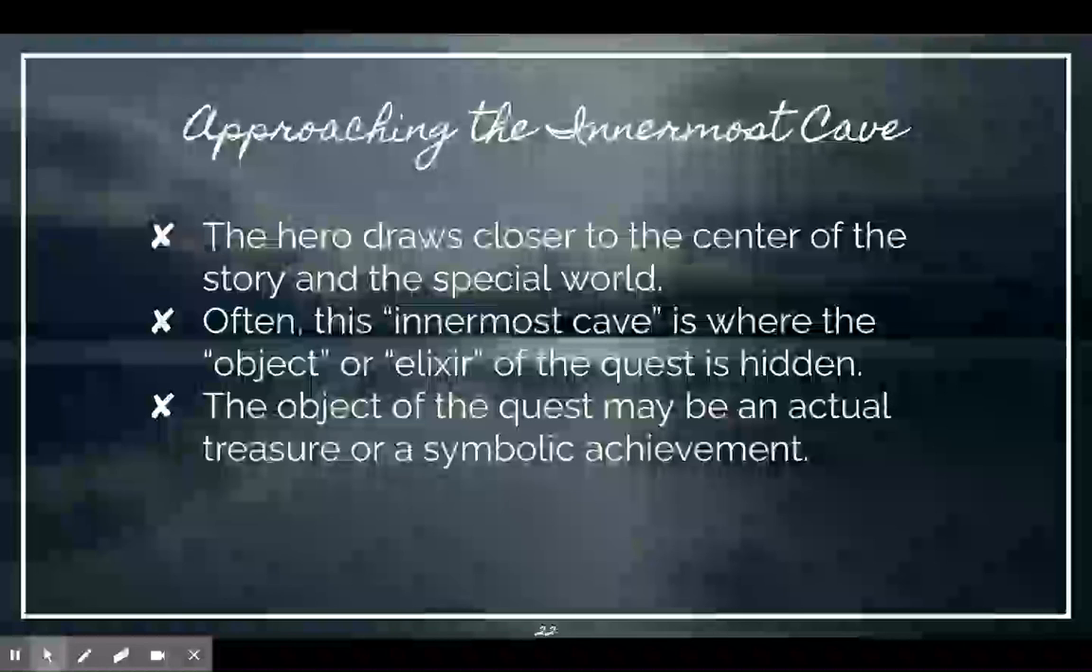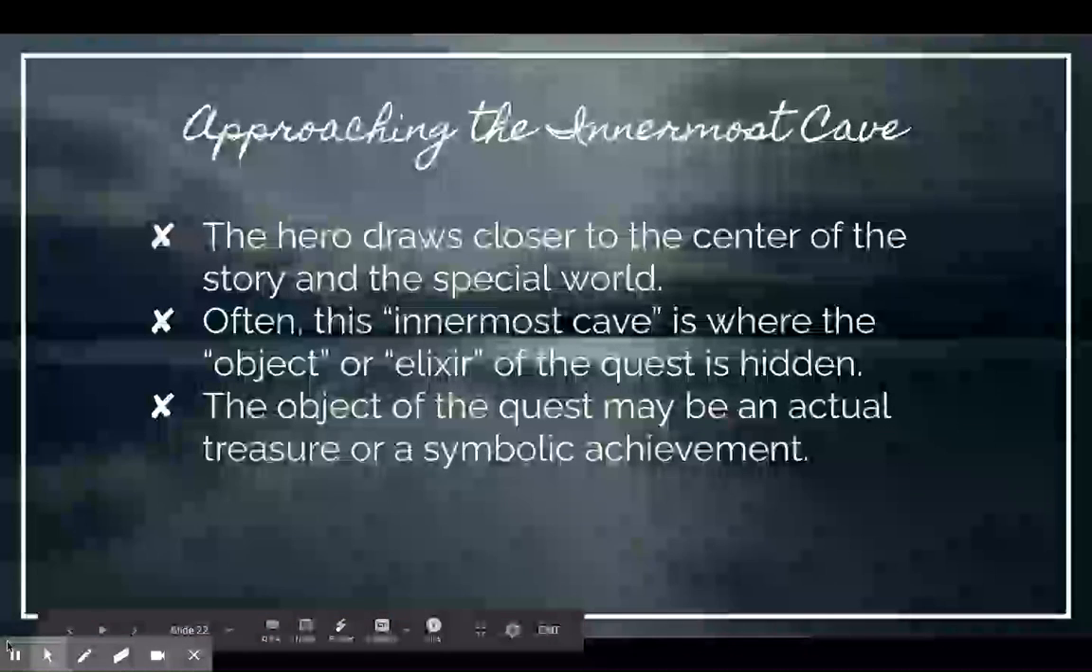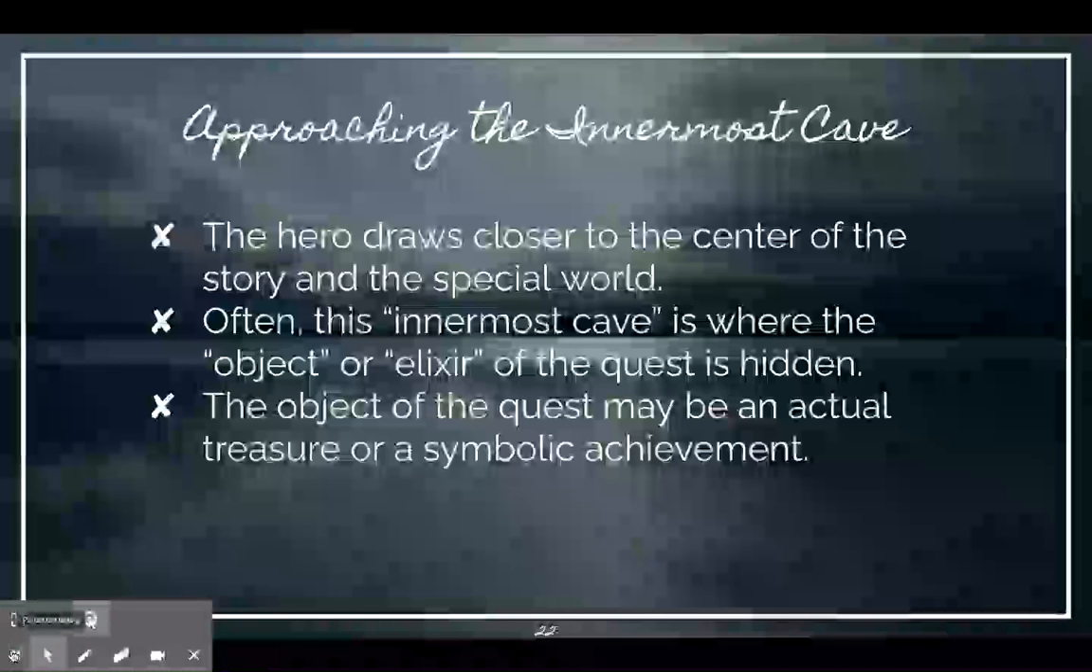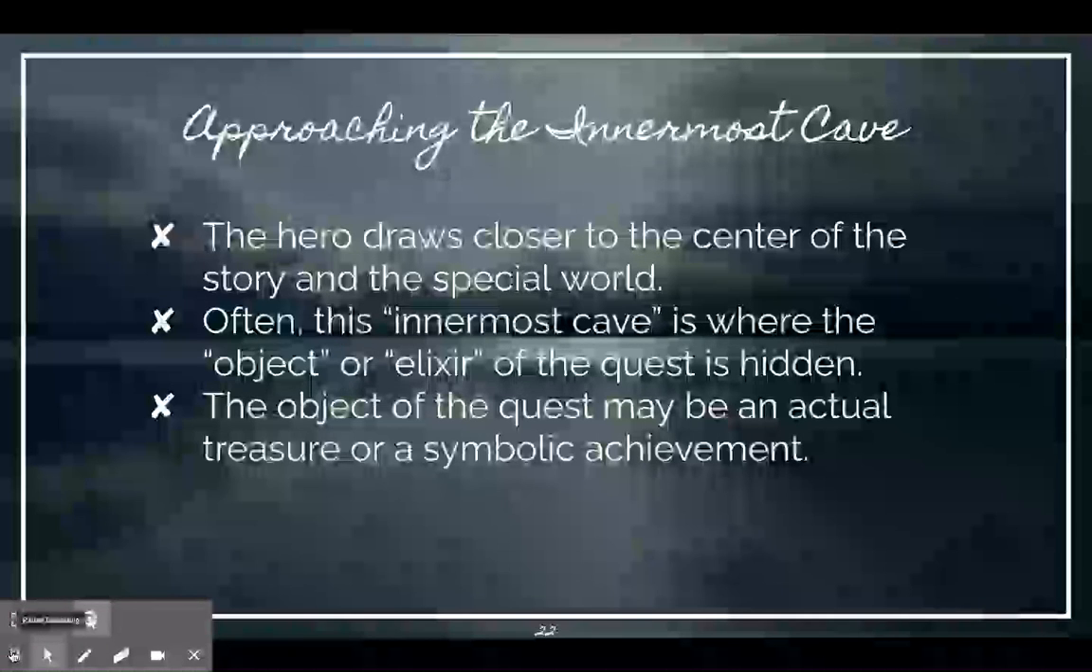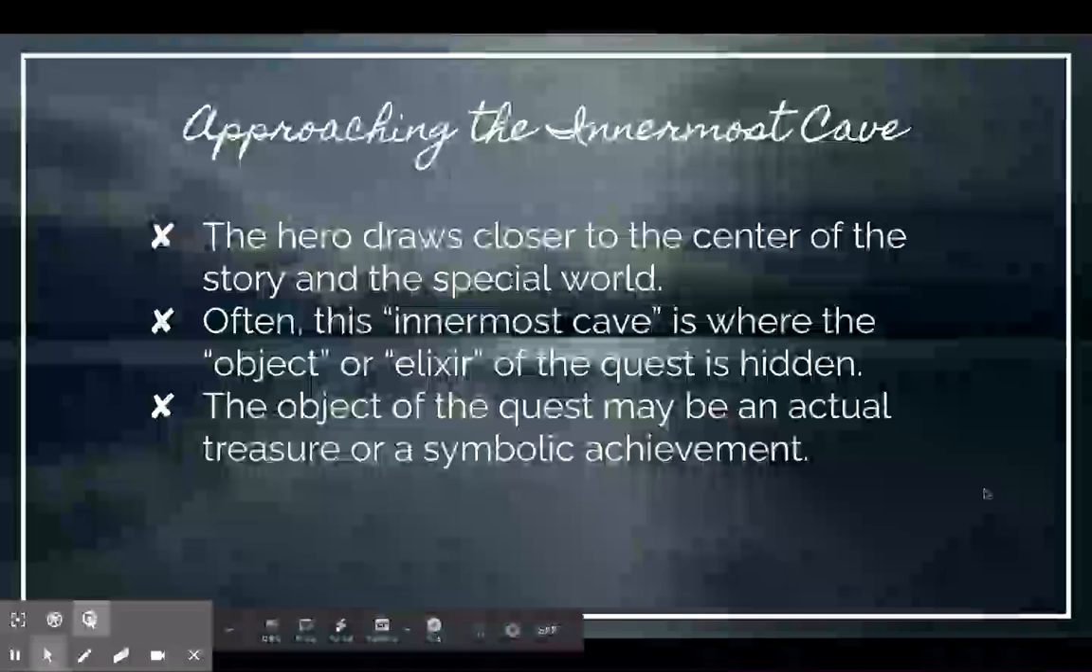Often this innermost cave is where the object or the elixir, that is what Campbell calls it, of the quest is hidden. So this is where we're getting to the major conflict of the story. The hero is on some kind of a quest to obtain some object. It could be an actual treasure, or it could be some sort of symbolic achievement that the character is going to reach. Okay, so this one can be kind of hard to visualize, so let's talk about some examples.